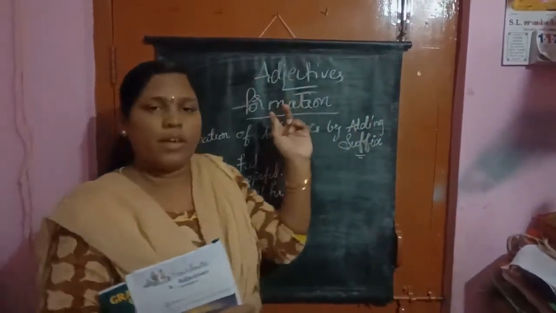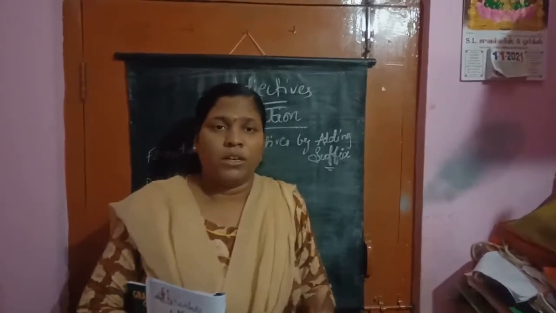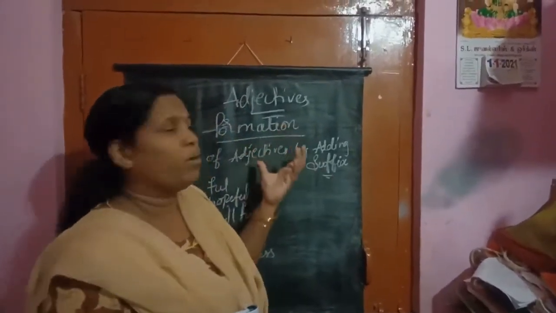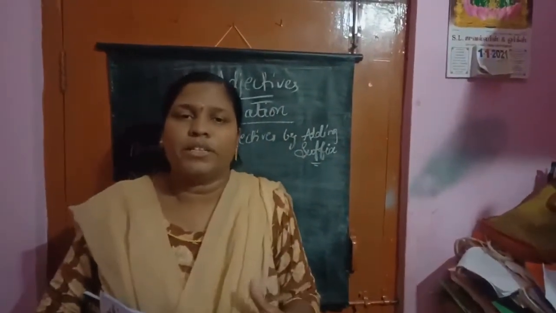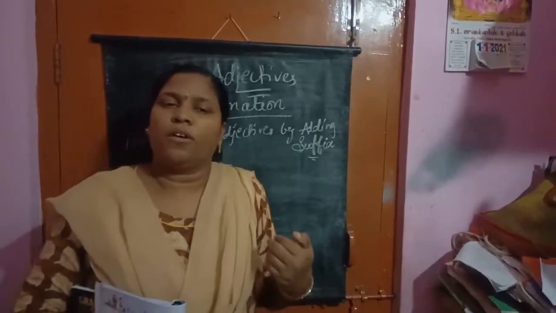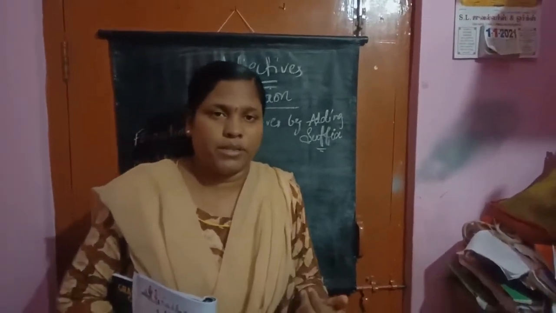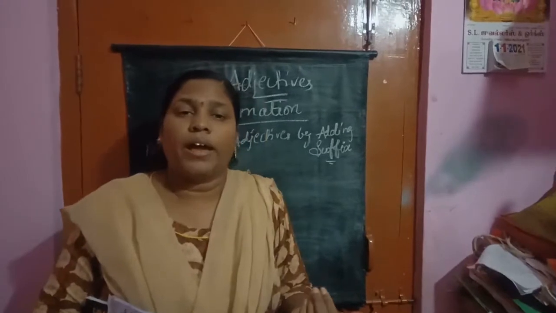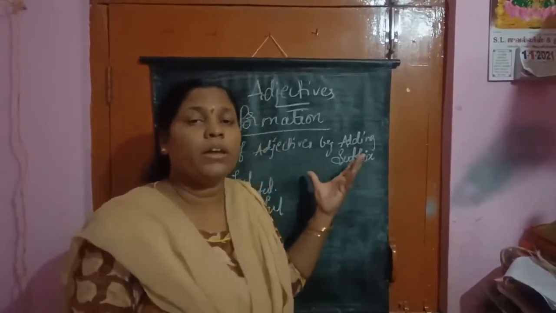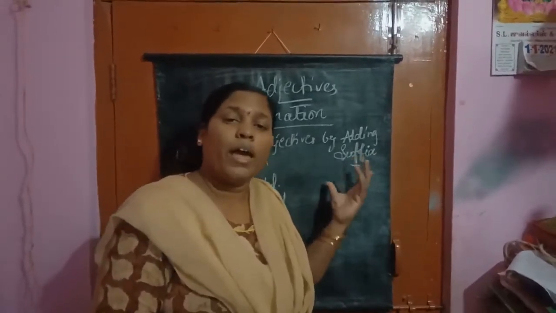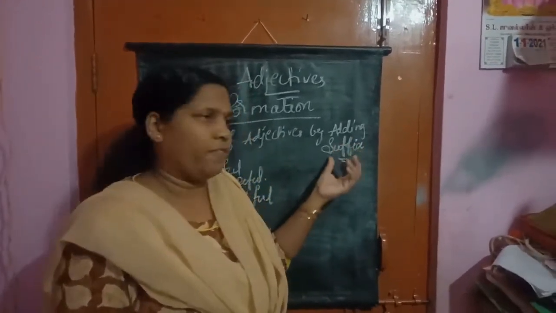What we are learning, our topic is about adjectives. Yes, children? Adjectives means what? Describing words are called adjectives. And we have learned types of adjectives. Now we are going to learn about adjective formation. How are adjectives formed? Adjectives are formed by adding a suffix to nouns and verbs. They can be formed from nouns and verbs when we add a suffix.